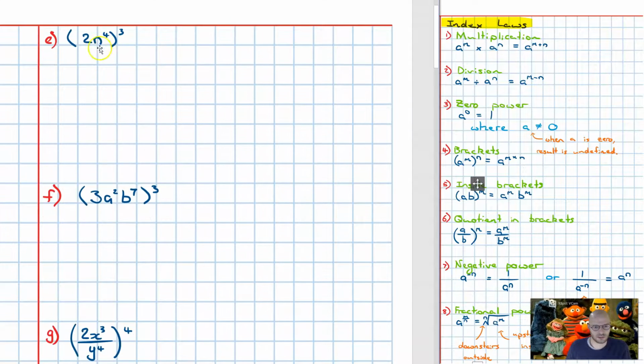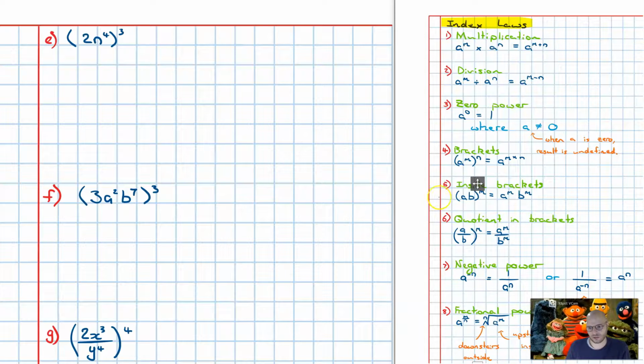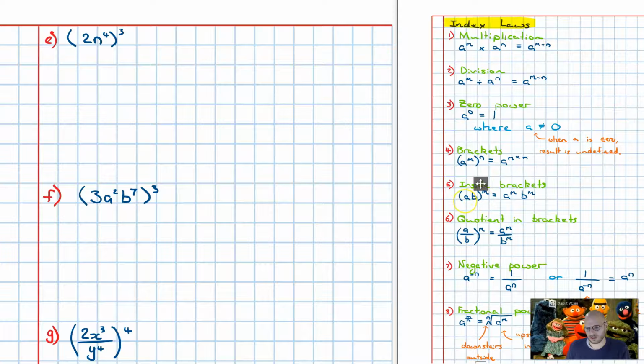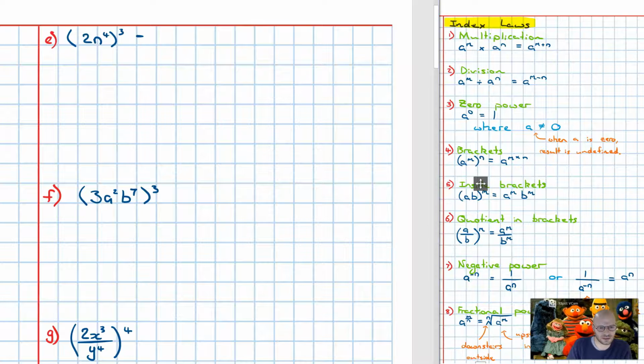Now we're dealing with some really fun stuff. So what we've got are brackets that have been raised to a power. There's powers inside and outside. So what we're going to have a look at is using our index laws, which ones will we use? So looking over here, we have brackets. So brackets over here. Brackets over here. So index law 4. So when we have a power inside and a power outside, we simply multiply the inside and outside together. So what this is going to do is we're going to get 2 to the power of 3 and n to the power of 4 times 3.